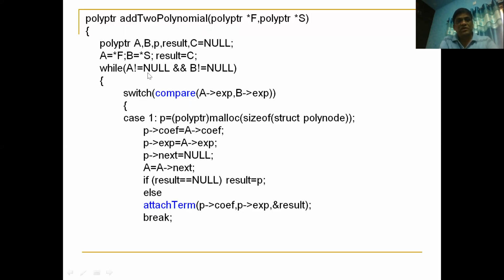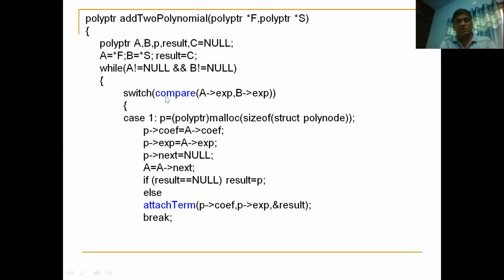That means if both the polynomials a and b have terms to be added, then you need to perform these operations. What we are doing is we are using a switch case to identify the cases. We know that we need to handle 3 cases for adding up 2 polynomials. So I'm using a switch for handling each of the cases.